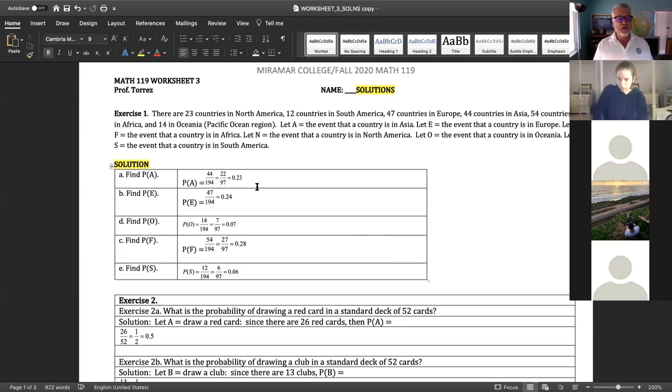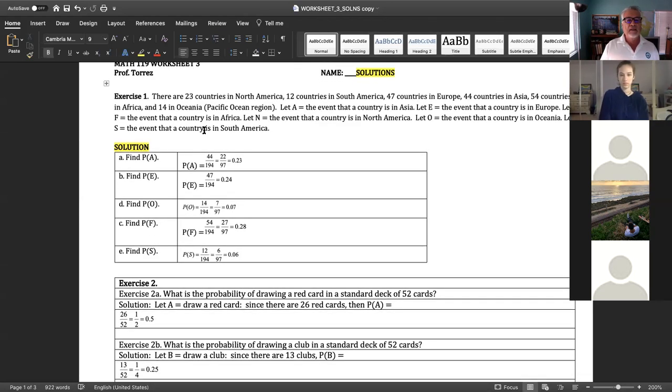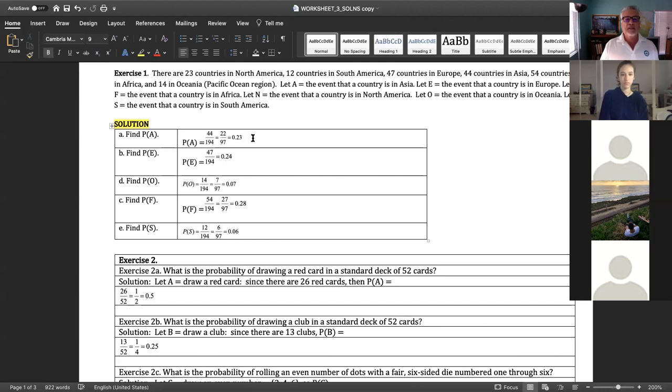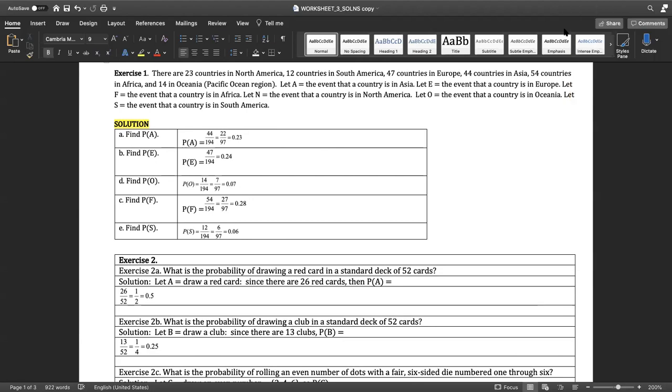A little bit of historical background. And in this problem here, in exercise 1, you have a list of countries, and these countries have a region associated with them. For example, in North America, there are 23 countries.